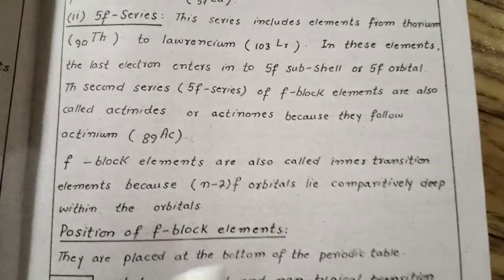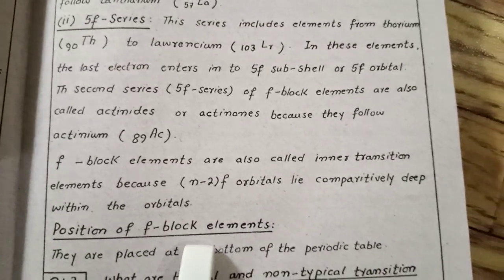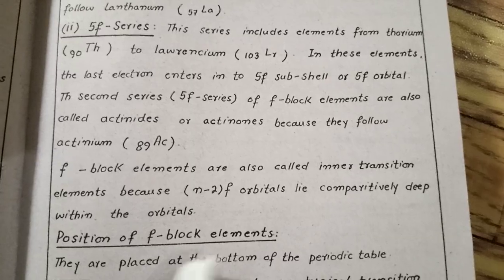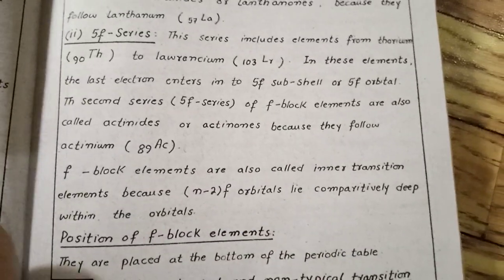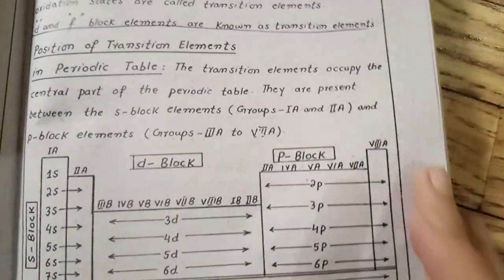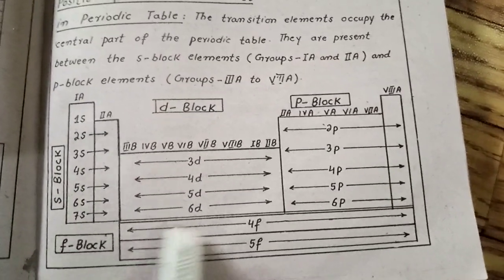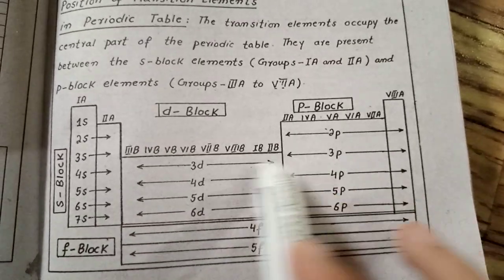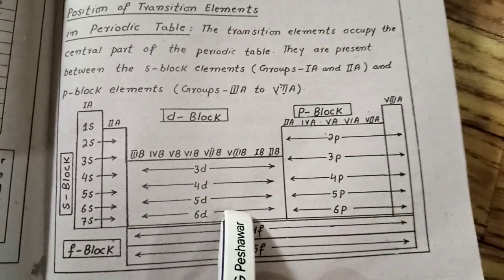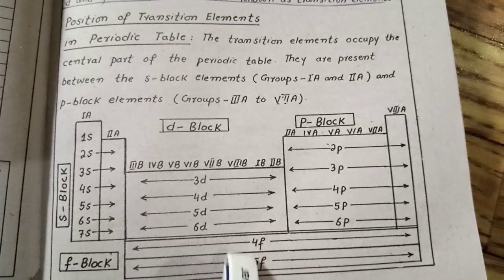And let's see the position of the F block elements. They are placed at the bottom of the periodic table. Let's look at the periodic table as we saw on the previous page. As you can see, these F block elements lie at the bottom of the periodic table. So this is the position of the F block elements.